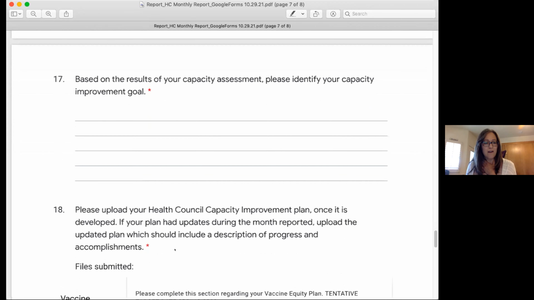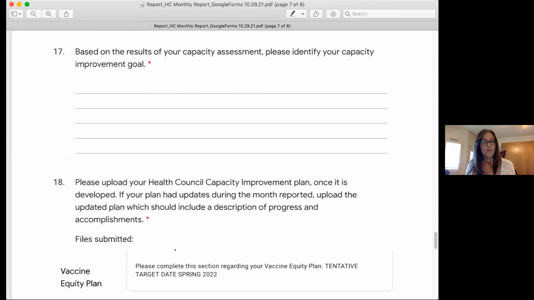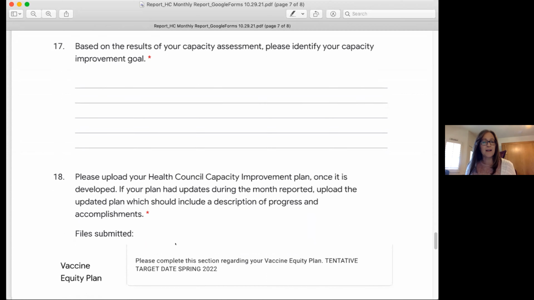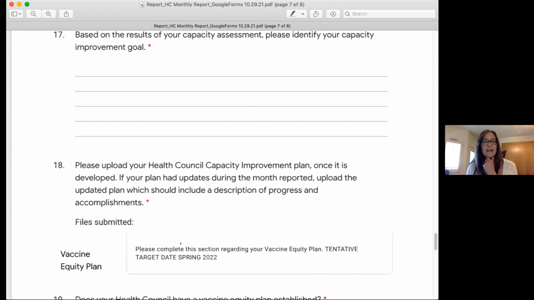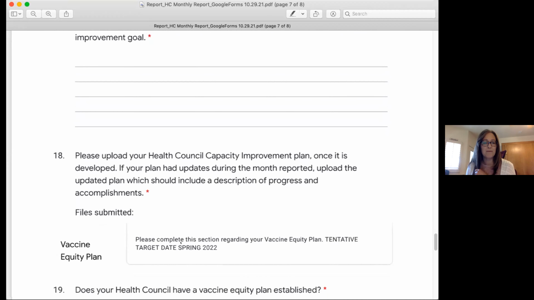Okay, so moving along, the next thing will be that you will upload your Health Council Capacity Improvement Plan. This is a template that you'll be given, and of course, once it's been developed. And if your plan has updates during the month reported, you'll upload the updated plan. And it will include a description of your progress and your accomplishments. So in the Google form, there will be a place to submit that.